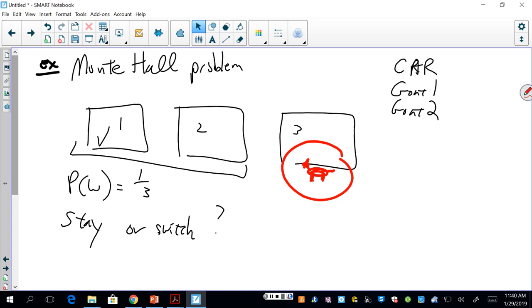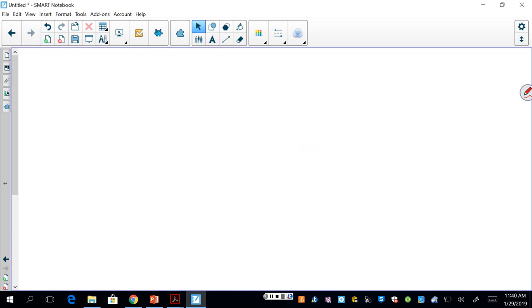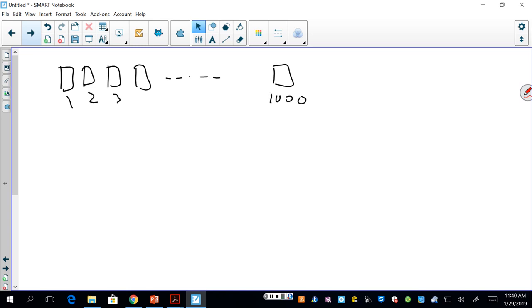Conditional probability can help us with this. Let's imagine a scenario to get some reasoning by example. Say you have a bunch of doors, doors 1, 2, 3, up to 1,000. Say initially you choose this one. Then Monty Hall comes along and says there's a goat here, a goat here, a goat on all of these, and a goat on this one.